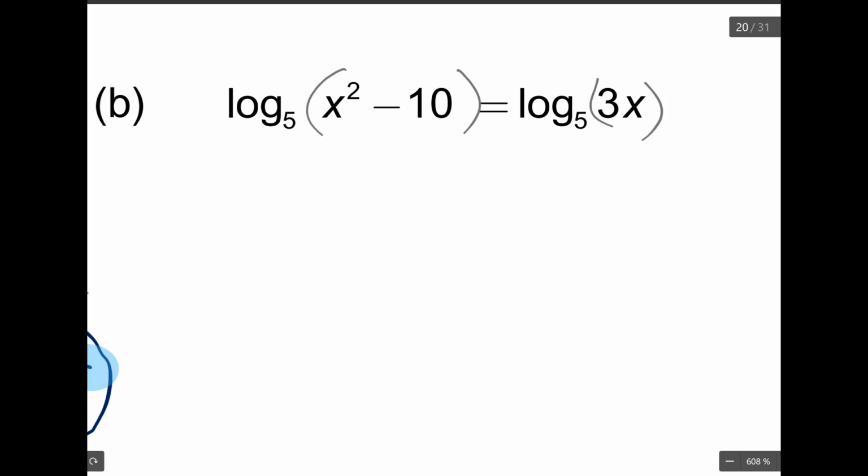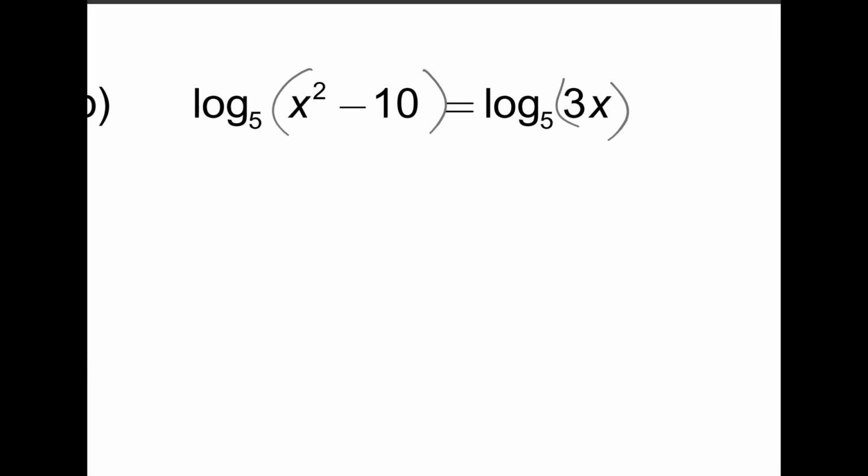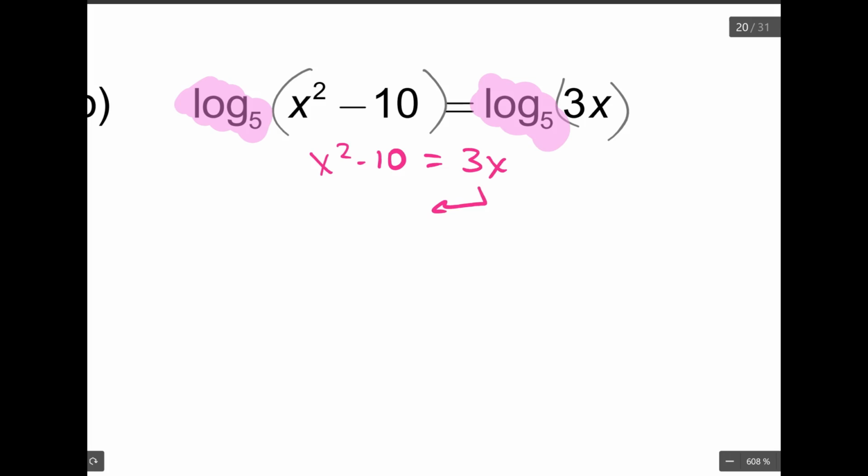How do I even go about solving this? Like, this is crazy. I don't know. Is there a trick? What is the trick, Noah? Yeah, since they have the same base, I'll set them equal to each other. So x squared minus 10 equals 3x. Then he said bring it over so I can factor it. X squared minus 3x minus 10.